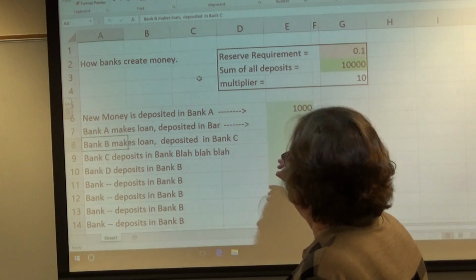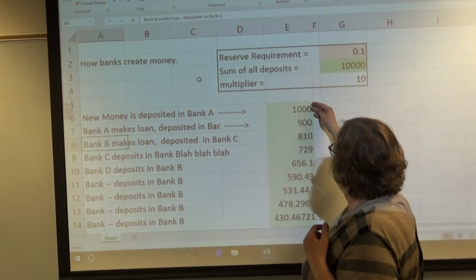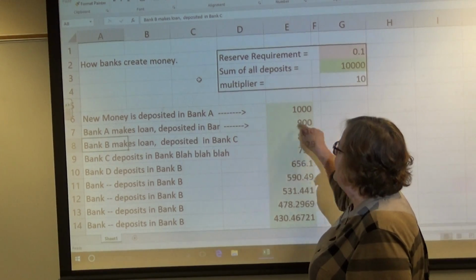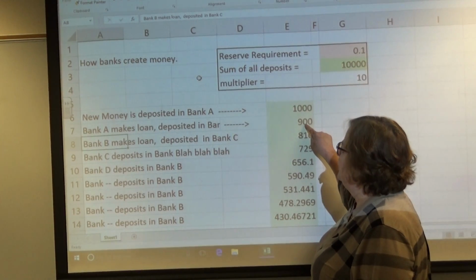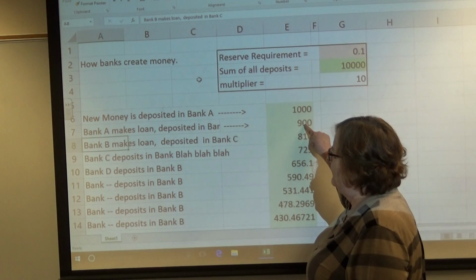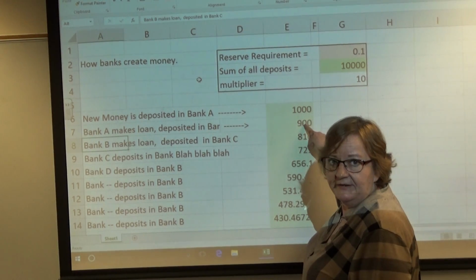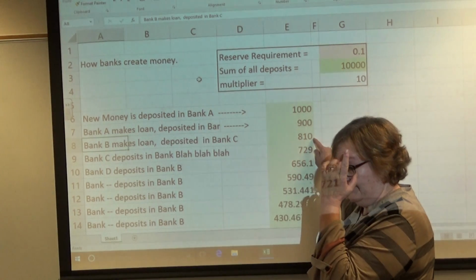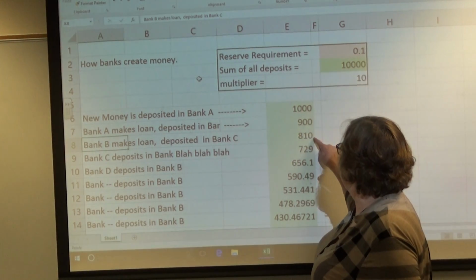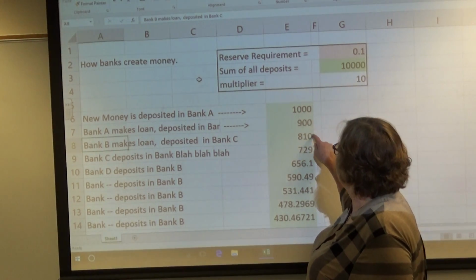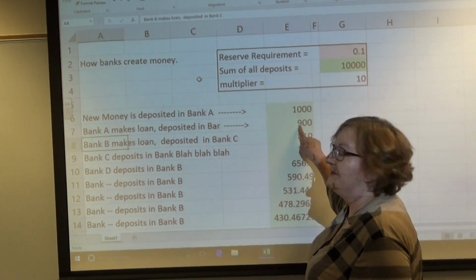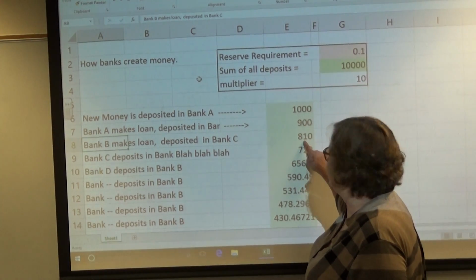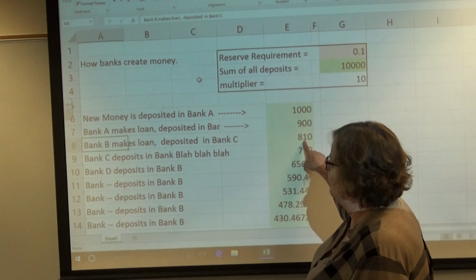Okay. So basically, Bank A can loan out 900, and so they do, and the next bank gets 900, but they can't loan out 900. They can only loan out 900 minus 10% of 900. So 10% of 900 is 90, so 900 minus 90 is 810. So they can loan that out.